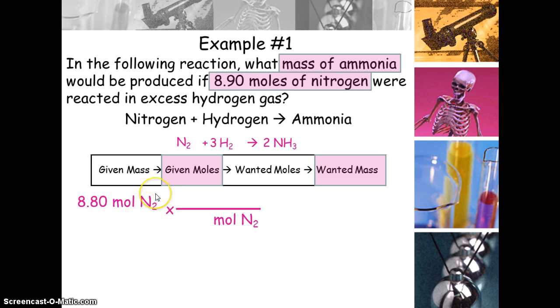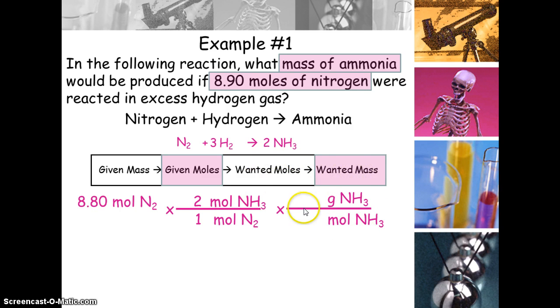We want to convert from moles of nitrogen to moles of ammonia. So we set it up using the ratios. We know that for every 1 mole of nitrogen, there's a 1 here, there's going to be 2 moles of ammonia. So that's our first step, to go from given moles to wanted moles. The next step is to go from wanted moles to wanted mass. So here, we need to go from moles of ammonia to grams of ammonia, going from moles to mass.